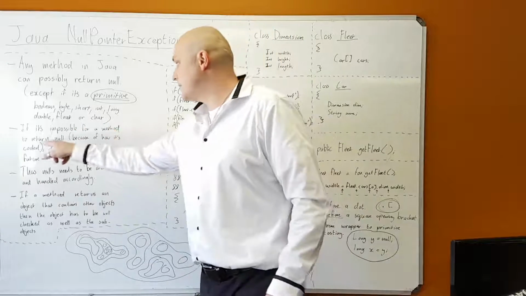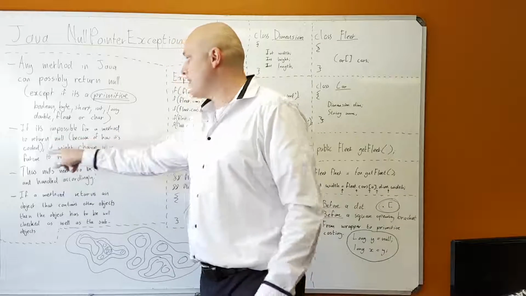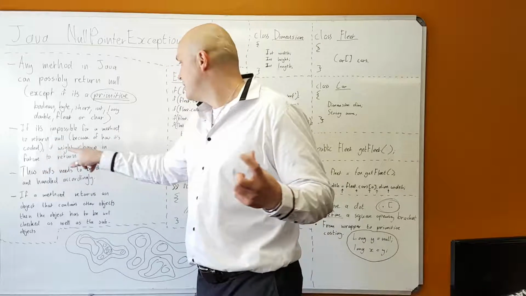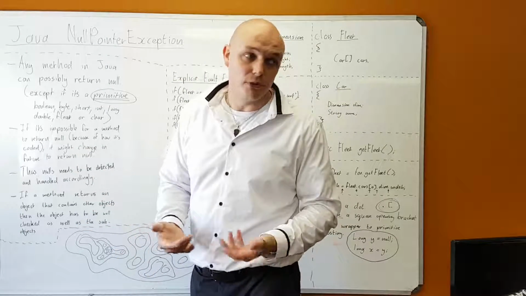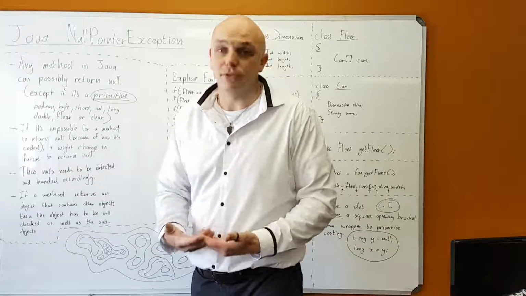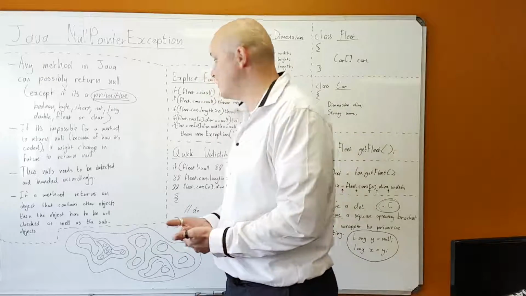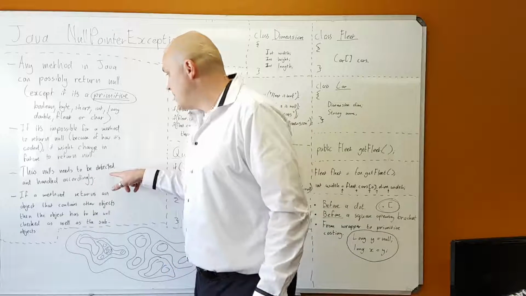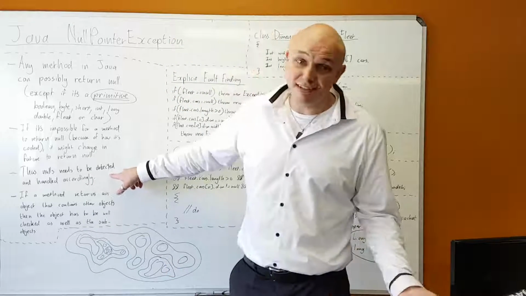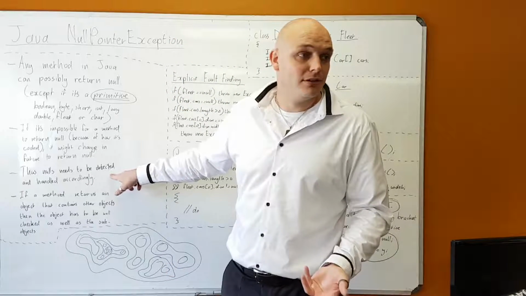If it's impossible for a method to return null because of how it's coded, okay, it might change in the future to actually return null. So when you call the method, you still need to cater for nulls, because it might change. Even though it's not supposed to, it might. Nulls obviously need to be detected and handled accordingly.